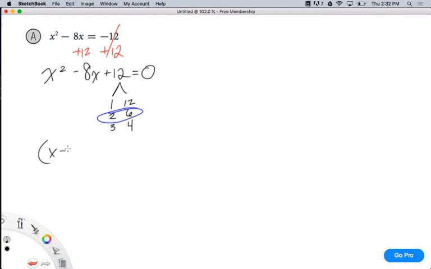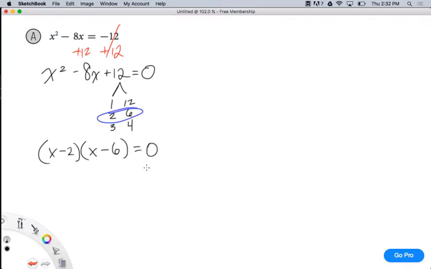What about 4 and 3? Would that work? Does that combine to make 8? I thought we were going into 12. We're multiplying to 12, but we have to combine to make 8. Okay? So it's x minus 2 times x minus 6 equals 0.